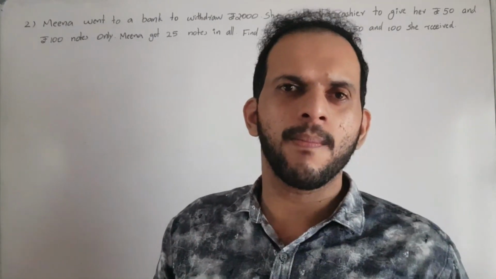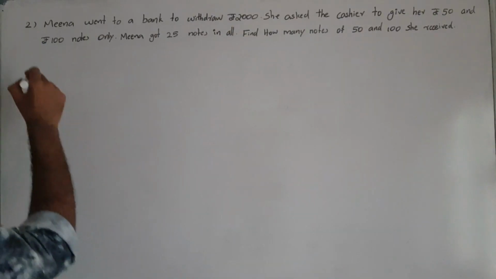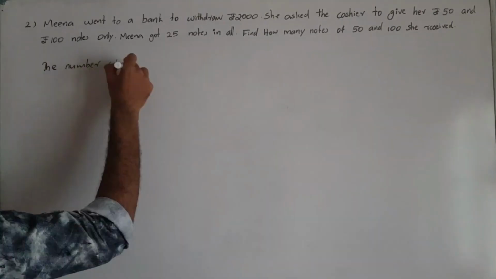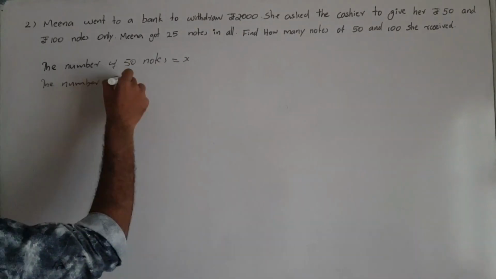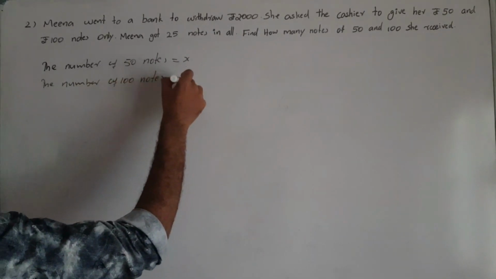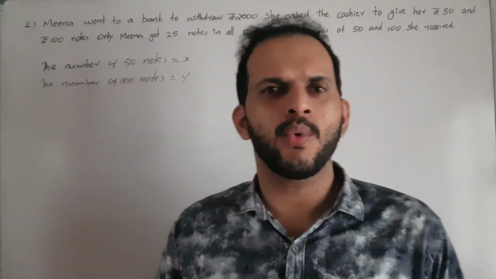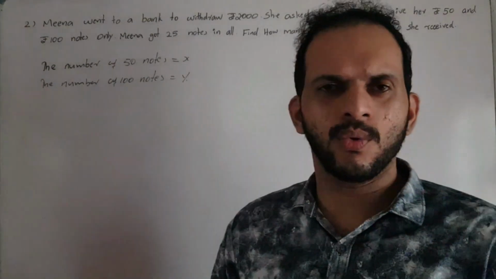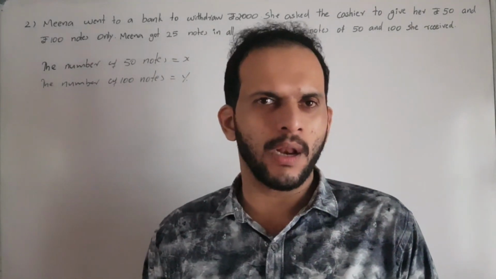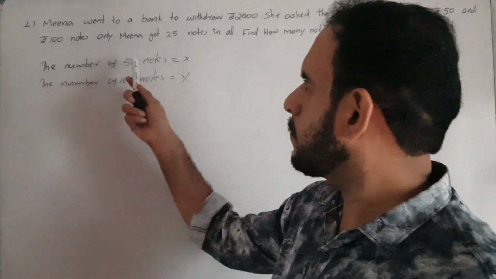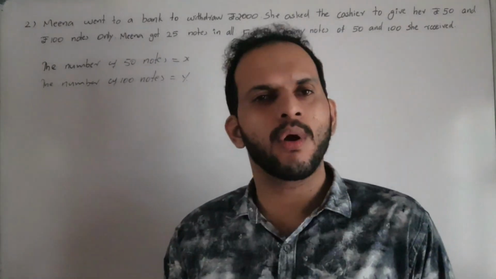Then here we need to find the number of notes of 50 and 100. Correct. So we start like this. The number of 50 notes is equal to x. The number of 100 notes is equal to y. Then 2000. What is 2000? 2000 is the total amount. That means the amount from 50 notes plus the amount from 100 notes is equal to 2000.